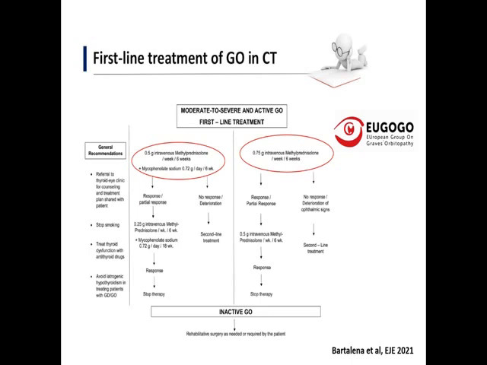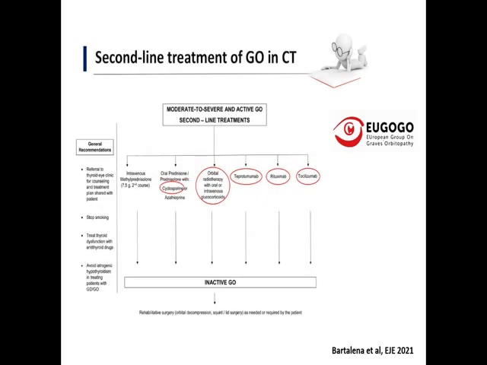The same applies for moderate to severe inactive GO, for which EUGOGO proposes as the first-line treatment an association between intravenous methylprednisolone and mycophenolate based on a recent randomized clinical trial. Likewise, most of the second-line treatments for GO derive from clinical trials, like cyclosporine from old studies, or the association between orbital radiotherapy and oral or intravenous glucocorticoids, teprotumumab, rituximab, or tocilizumab.